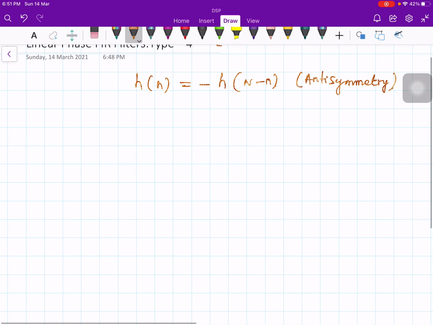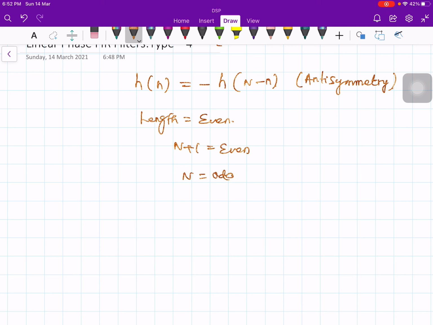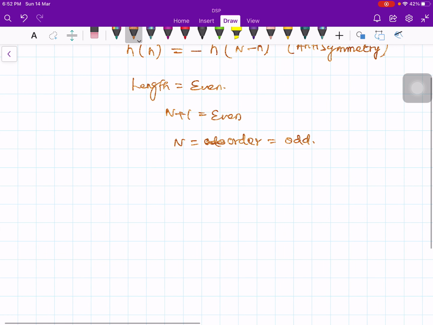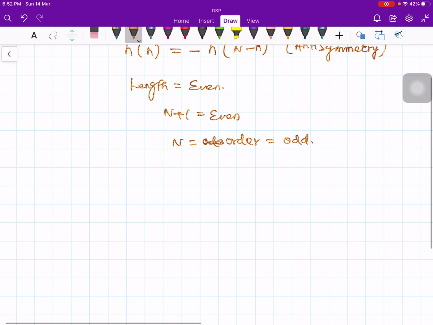And the length is even. That means capital N plus 1 is an even number. So capital N is the order of the filter, and this is odd. If N plus 1 is even, then N is odd, and this is the order of the filter.